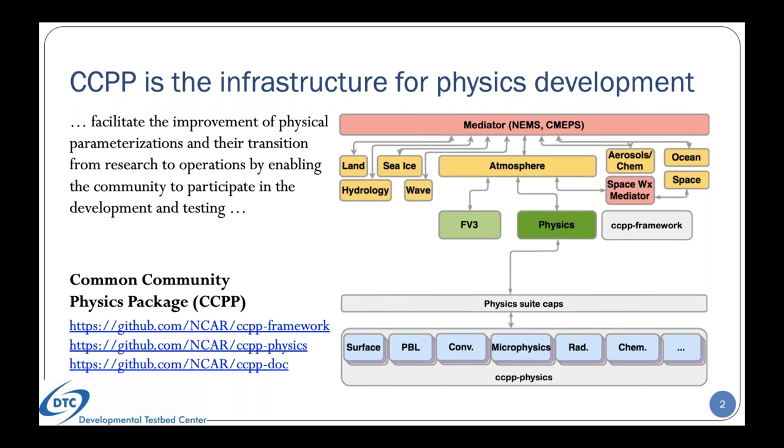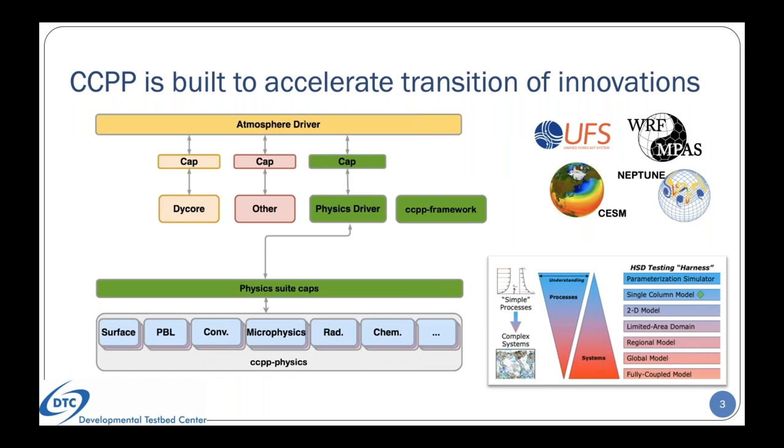We have the CCPP framework. This is the actual infrastructure component that connects a set of CCPP compliant physics schemes in the CCPP physics repository to an atmospheric model. And we have an extensive documentation package in CCPP doc. The CCPP is designed as a model agnostic tool to enable collaborations and accelerate transition of innovations, for example, by lowering the bar to add new schemes or transfer them between models.